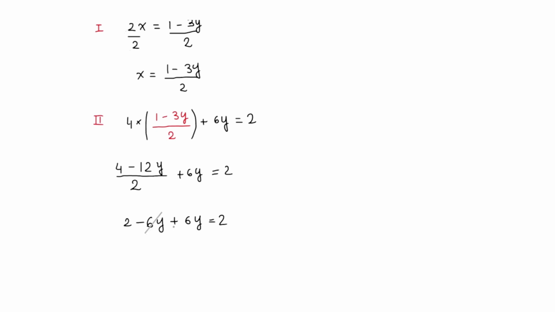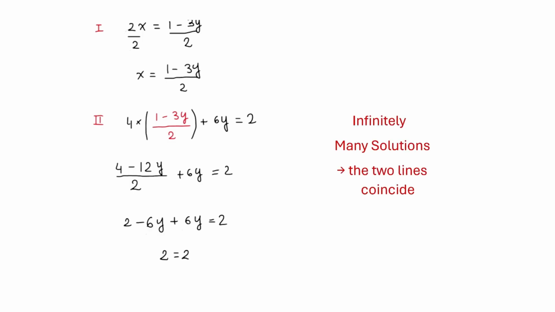The y terms cancel out. We are left with 2 is equal to 2. This is an identity. It is always true. That means the two equations represent the same line. So the lines are coincident and the system has infinitely many solutions.